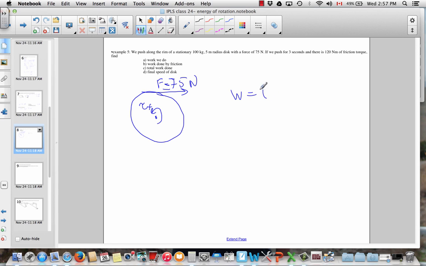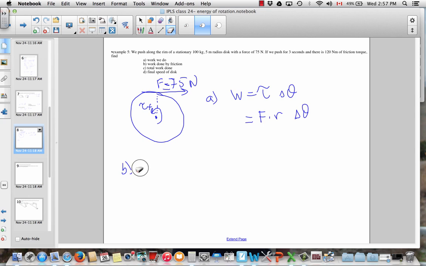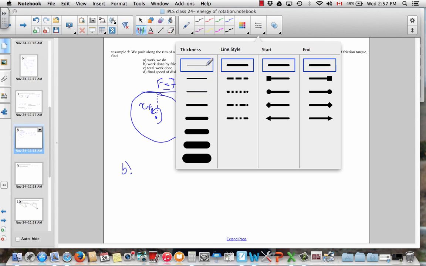So for rotation, work is a torque times an angular displacement. And the torque is going to be the product of the force and the distance from the pivot point. Well, that's just the radius of the disk. So we know the force, we know the radius. We don't know the angular displacement yet. We're going to have to think about that a little bit. The next thing we want to do is find the work done by friction. I'm not finished this yet, but I'm going to pursue it a little bit later.